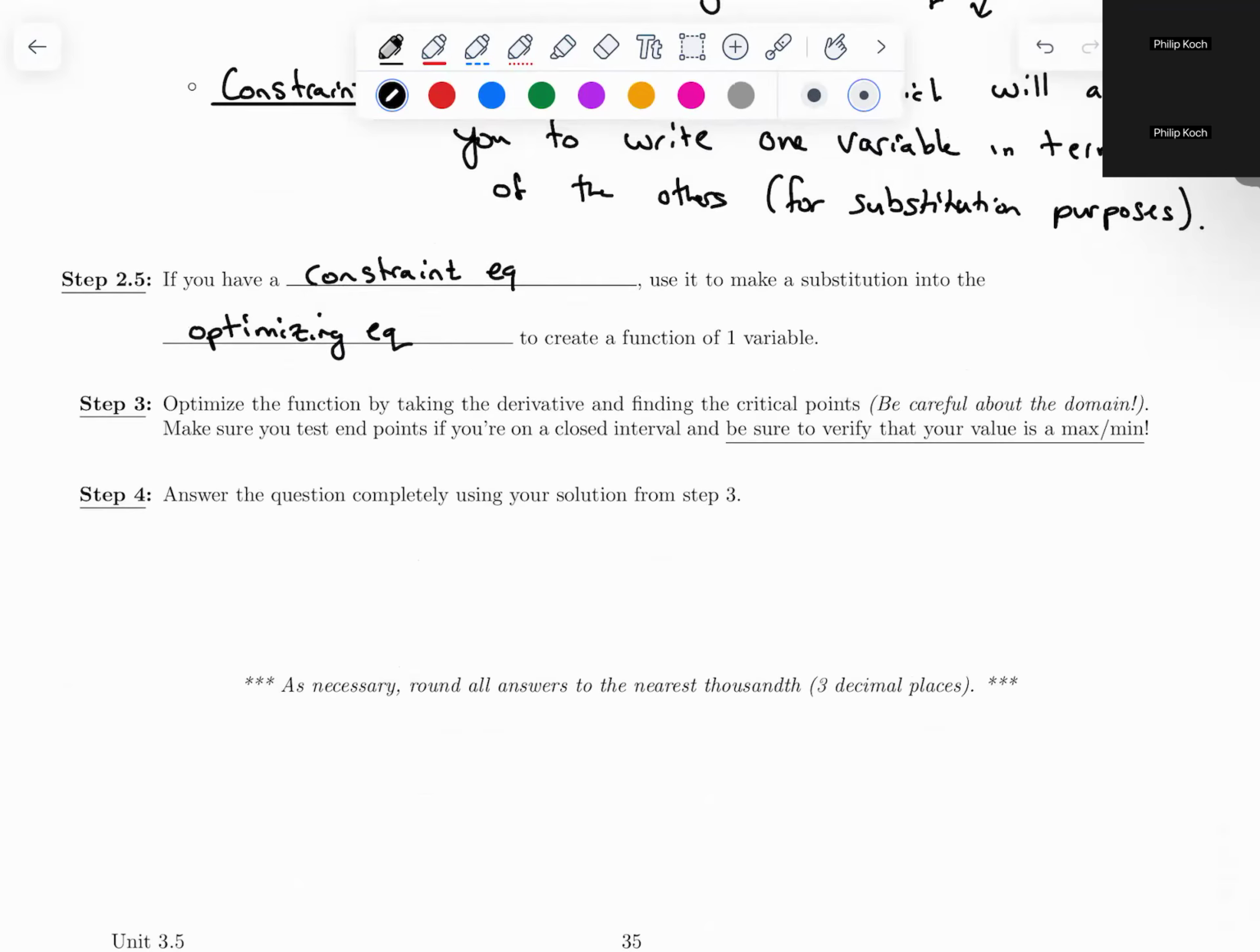Then what you're going to do is optimize the function by taking its derivative and finding critical values. Be careful about your domain because sometimes you will find critical values that are outside of the scope of the problem. And we'll see that in a second. And then make sure you test the endpoints if you're on a closed interval because of the extreme value theorem.